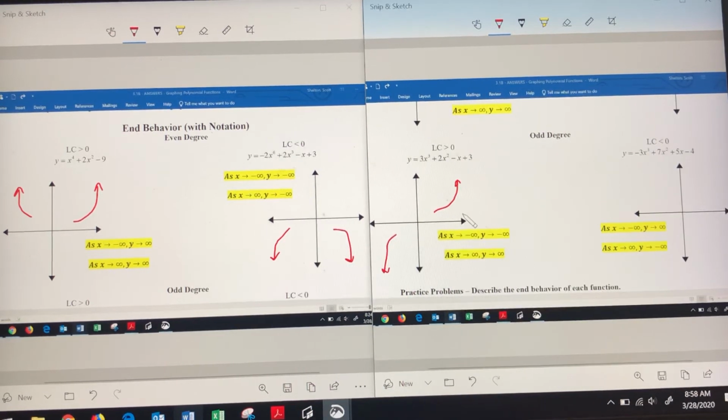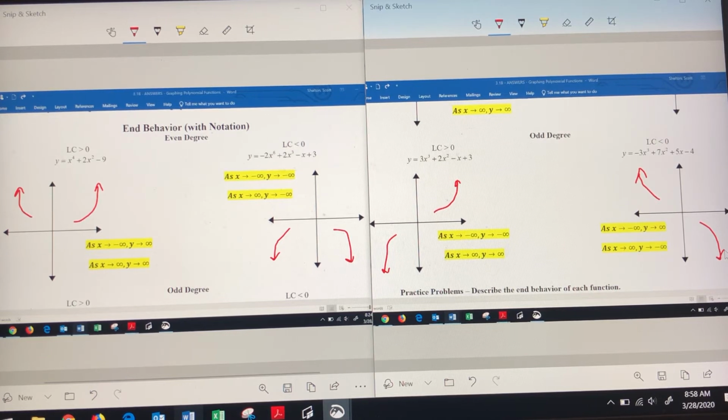Again, what's going to happen in the middle here, we're going to find x-intercepts, we're going to find y-intercepts, we're going to find different values to help us graph what happens in between there. But right now we're just dealing with end behavior. If we've got an odd degree function and a negative leading coefficient, we're just going to reverse that. As x approaches negative infinity, y approaches positive infinity. And as x gets bigger and bigger and bigger, as x approaches positive infinity, y is going to approach negative infinity.